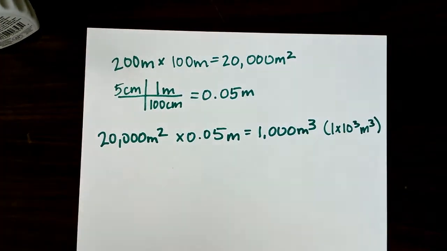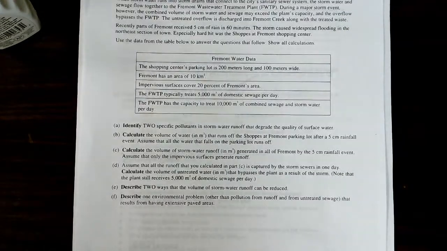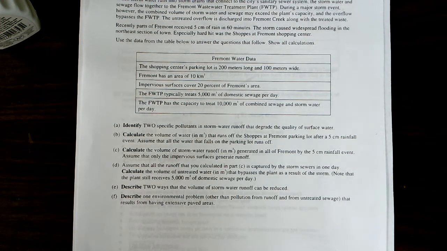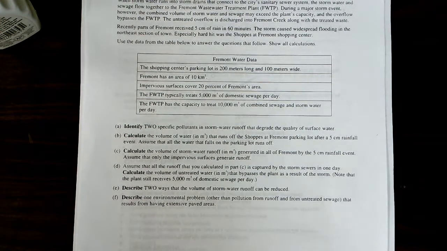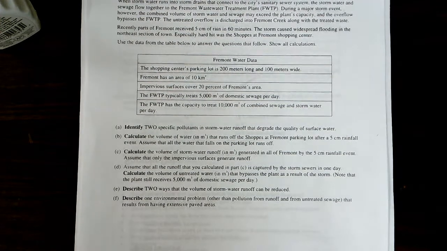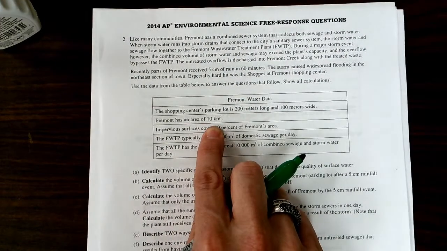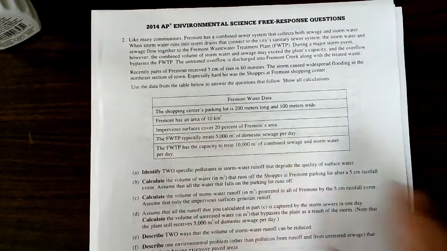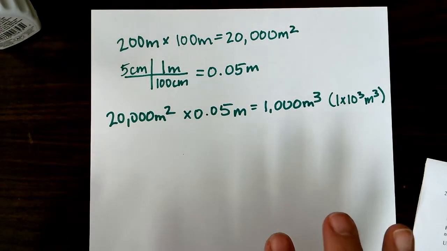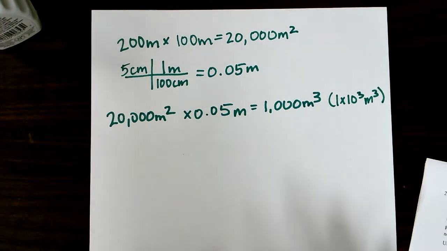Okay, let's look at part C. Calculate the volume of stormwater runoff in cubic meters generated in all of Fremont by the 5 centimeter rainfall event. Assume that only the impervious surfaces generate runoff. So they tell us that Fremont has an area of 10 kilometers squared. So first thing I got to do is turn that into meters because I know how many meters of Fremont are paved areas.